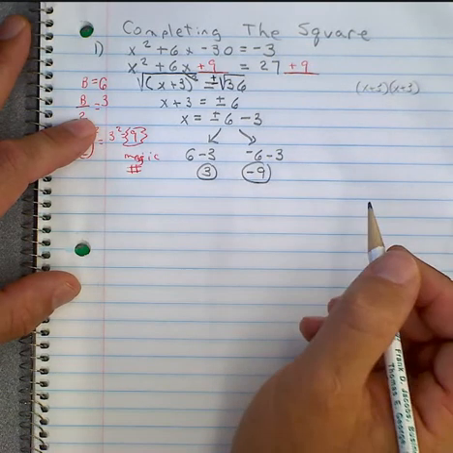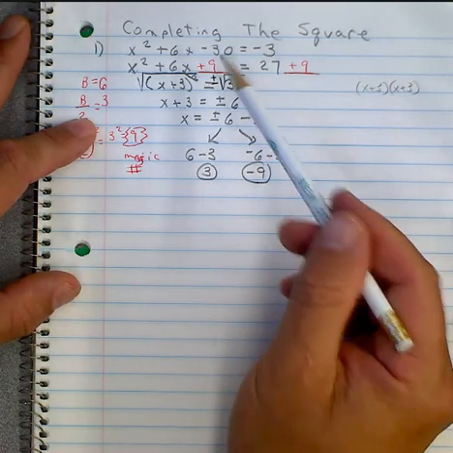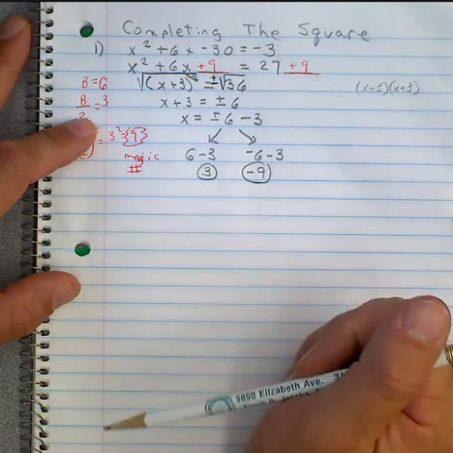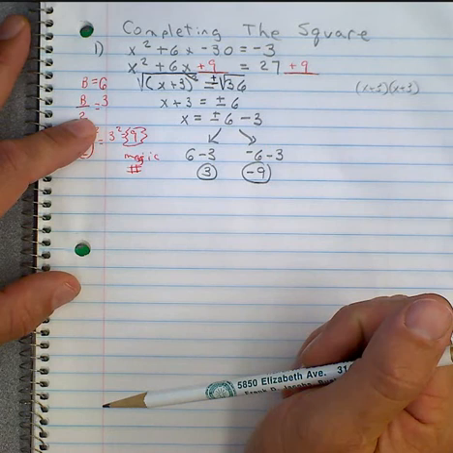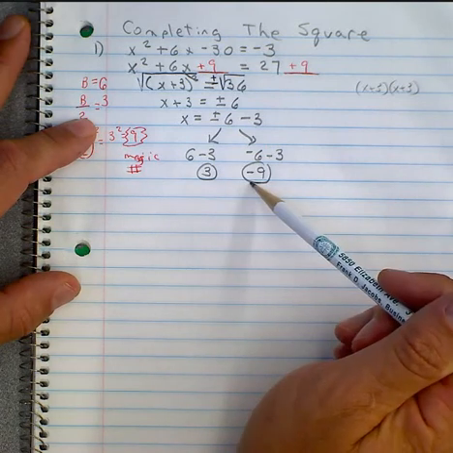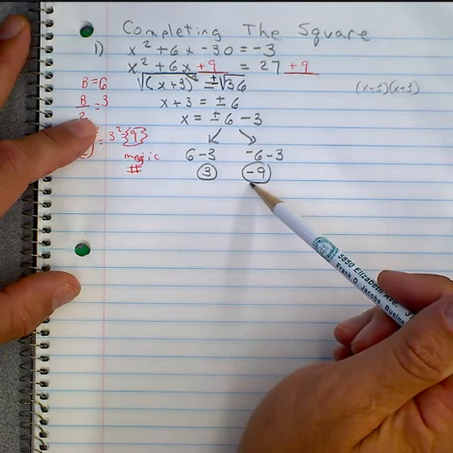Now we could have solved this problem using the quadratic formula, or we could have tried factoring it, and it would have given us the same answer. But we're working on a process here called completing the square, and it works the same way.